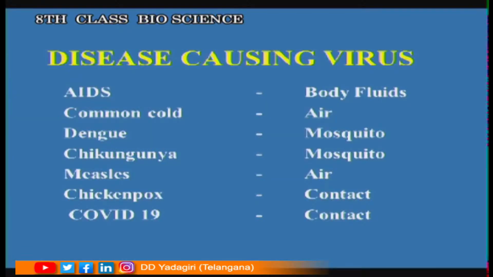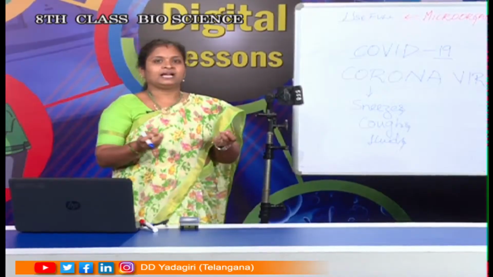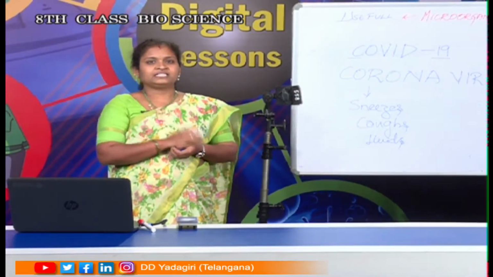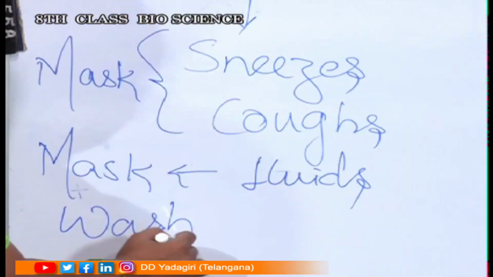Another type of disease caused by virus is measles. It spreads through air. Chicken pox spreads from one person to another person when a healthy person comes into contact with a diseased person. COVID-19 is caused by coronavirus. How does it spread? When a healthy person comes into contact with a diseased person who sneezes or coughs or any of the fluids of his body fall on a healthy person, then if he touches the fluids and again puts it in his mouth or the nose, then the coronavirus enters into the healthy person. So, we have to be very careful to avoid sneezes and coughs of the diseased person.